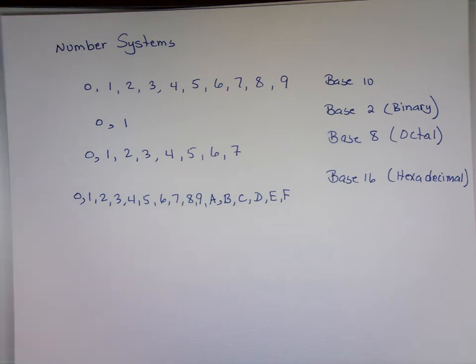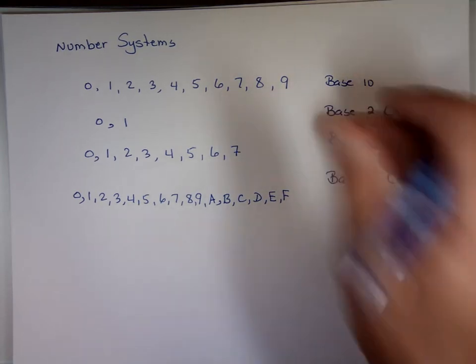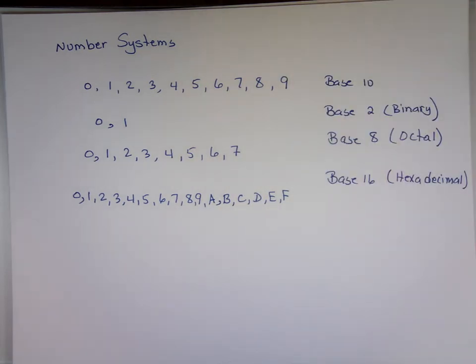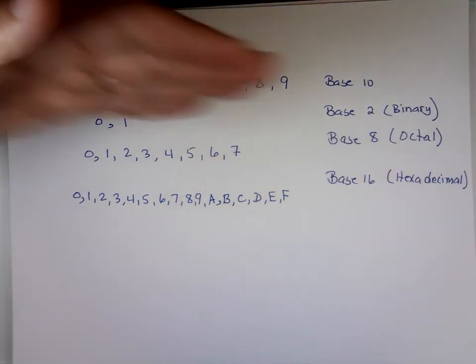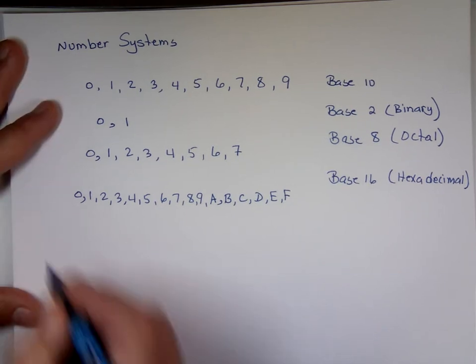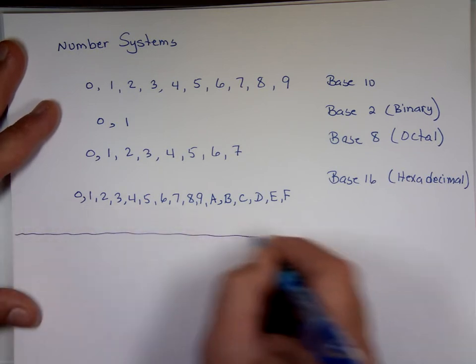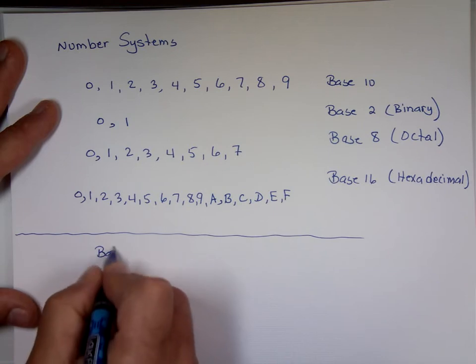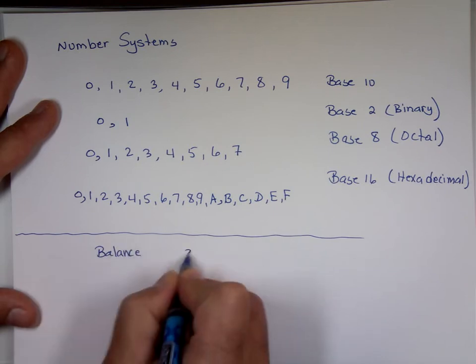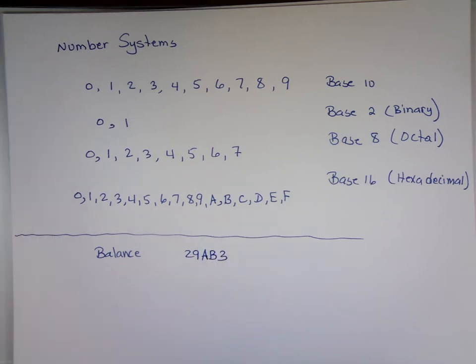So today we're going to learn how to go between bases, to change a number from base 10 to base 2, from base 10 to base 8, from 16 to 8, 16 to 10, back and forth. How do you change them? Remember, you and I understand base 10. If somebody came to you and said, I went to my bank account today and it shows my balance. It's 29AB3. What is that number as a decimal number?